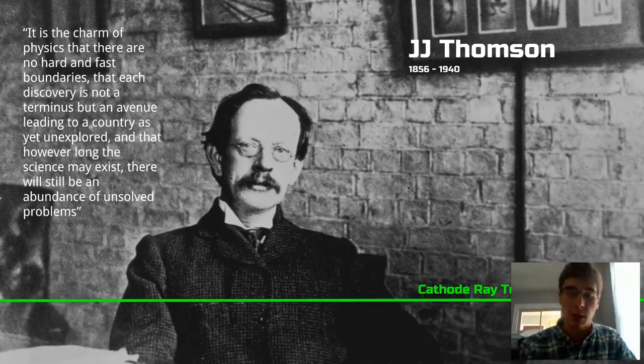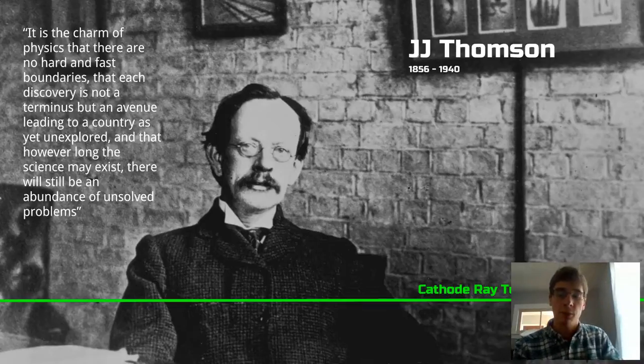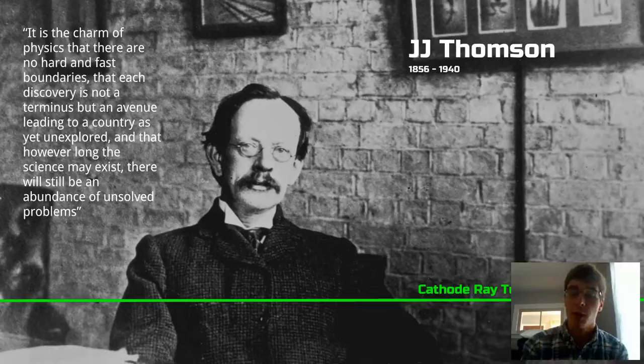The next person I want to talk to you about is a guy named J.J. Thomson. And he was able to do some really cool experiments using something called a cathode ray tube, which we're going to look at. And he found the first subatomic particle, so the first particle smaller than an atom. He was able to find it. And he did this around the same time that Einstein was saying that atoms exist.